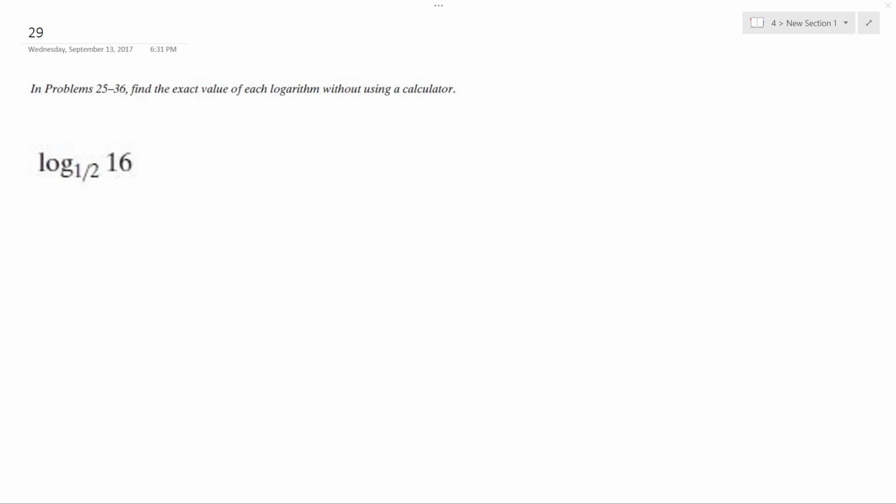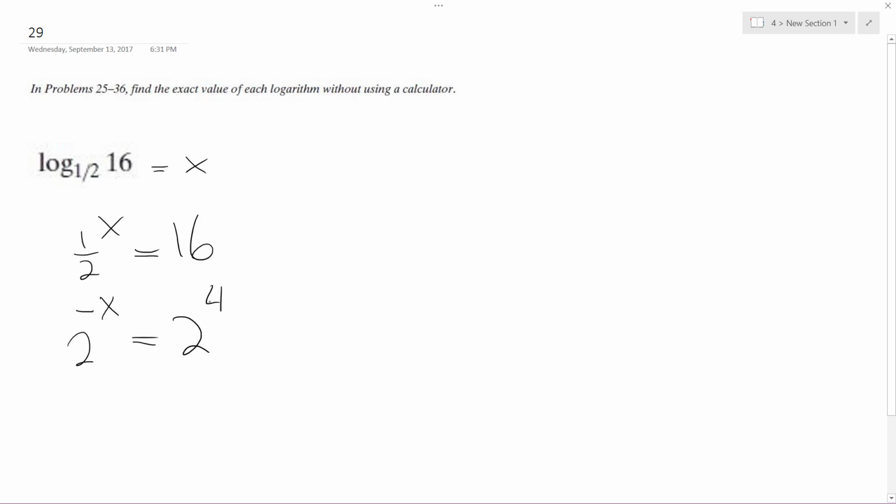Solving this problem, what I'm going to do is the same thing. Well, this is equal to x, so it's the same thing as 1/2 raised to the x is equal to 16. And normally that wouldn't work out, but we can rethink this as 2 raised to the negative x is equal to 2 raised to the 4. However works for you.